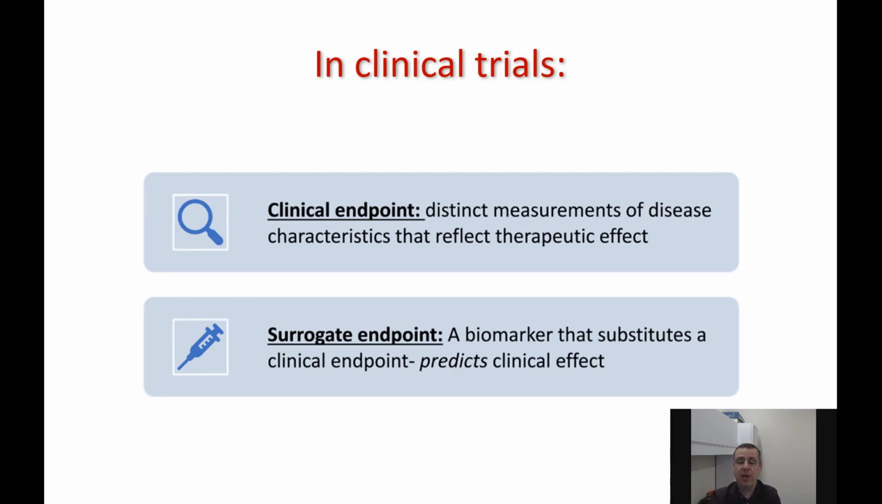Biomarkers can be very useful also in clinical trials. In clinical trials, we investigate clinical endpoints that measure distinct characteristics of a disease that reflect the therapeutic effect. However, biomarkers can serve as a surrogate endpoint that substitutes the clinical endpoint and helps even predict clinical effects.